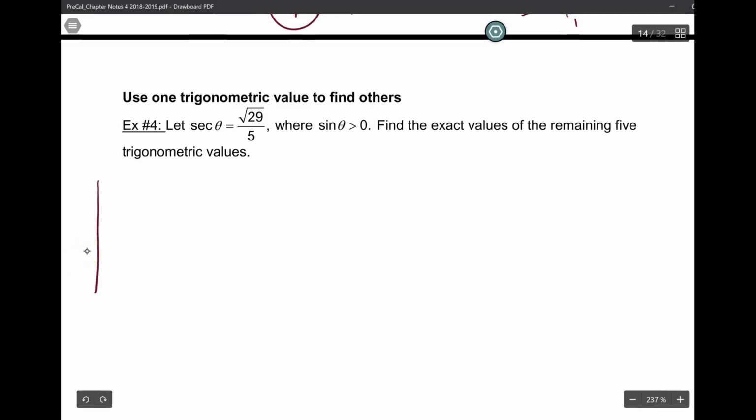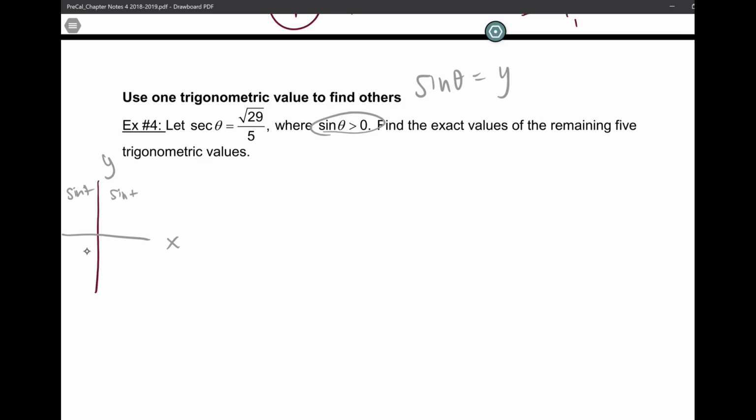Okay, so if we draw our xy, where is sine positive? Well, sine is our y value, right? So remember, sine of theta stands for y. It's going to be our vertical. So sine is positive here, sine is positive here. So that takes care of it being greater than 0.